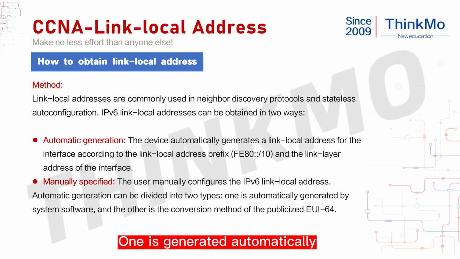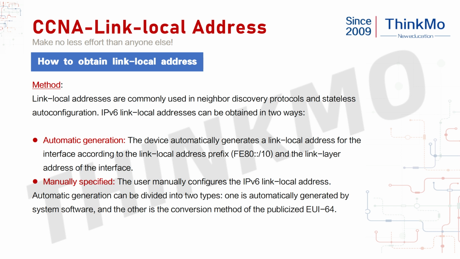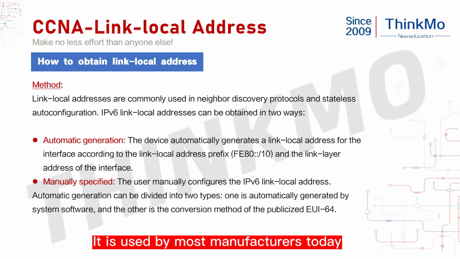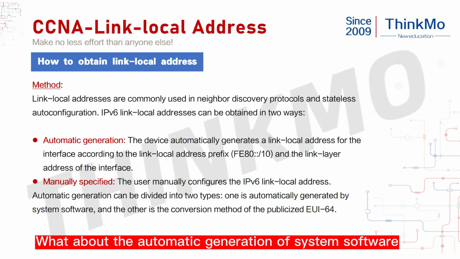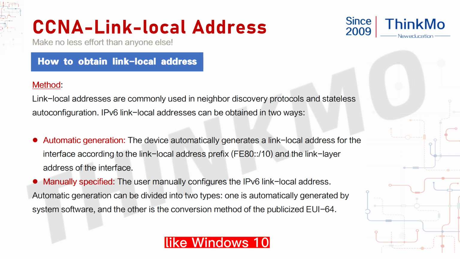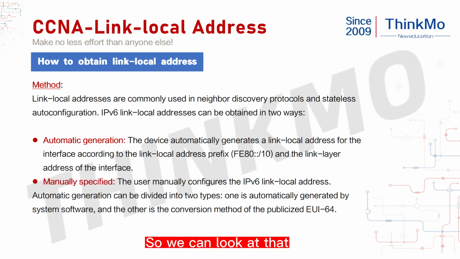One is generated automatically by the system software. The other is the conversion of EUI64. It is used by most manufacturers today, like Cisco and Huawei. They're all in use now. What about the automatic generation of system software, like Windows 10 or Windows 7 or XP? It has its own private algorithm. The private algorithm is determined by each vendor's system. Each system decides differently.